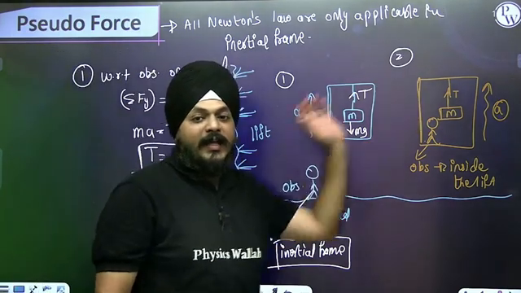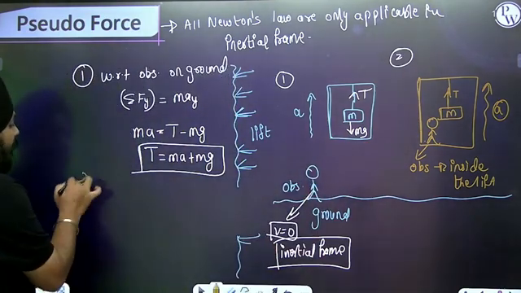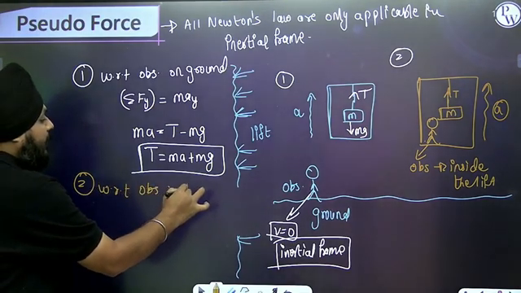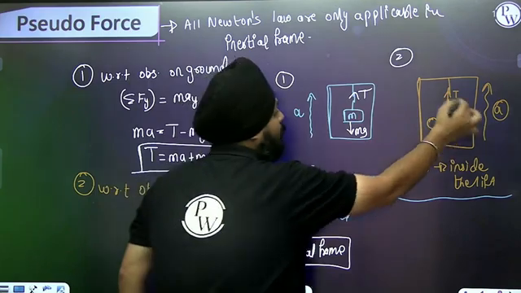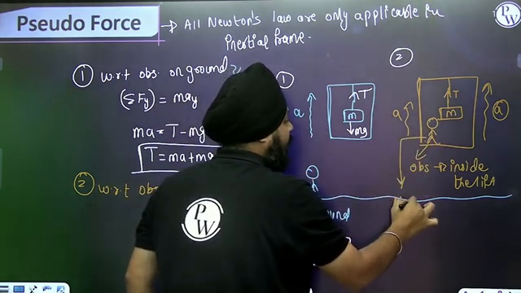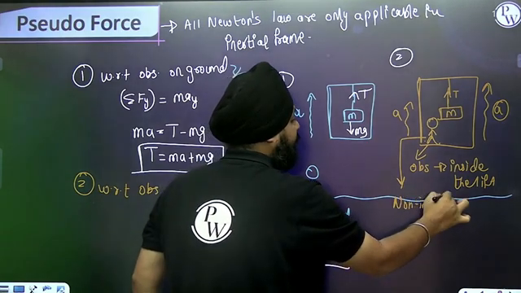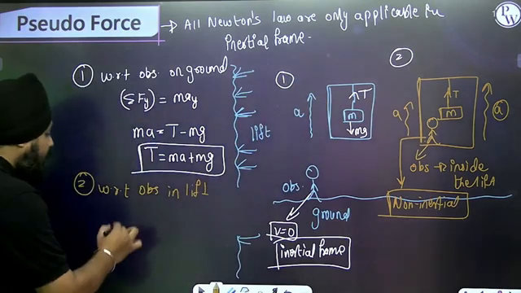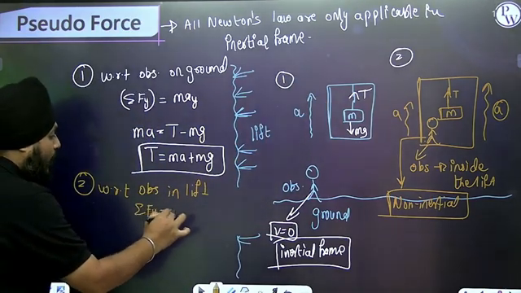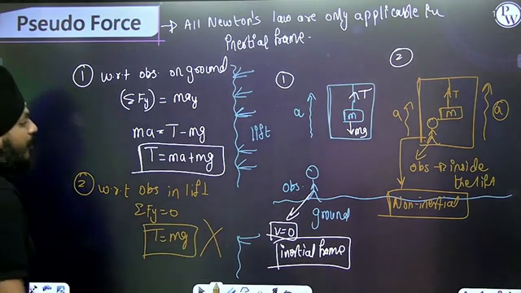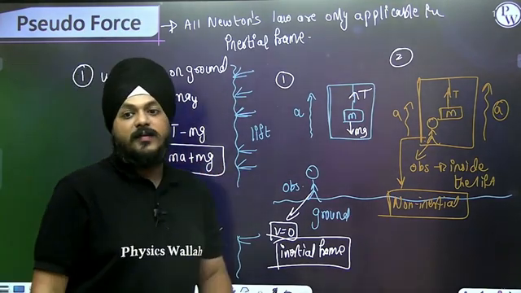Here, if I apply the equilibrium condition with respect to the observer inside the lift, this observer is also accelerating in the upward direction. So this is a non-inertial frame. If I see things from a non-inertial frame, the equation comes out as T equals mg. This is the wrong equation. The correct equation is this.